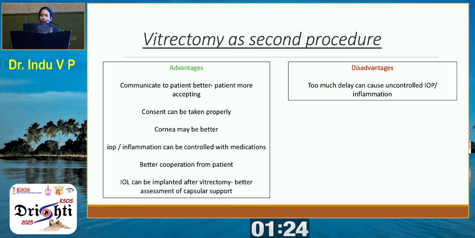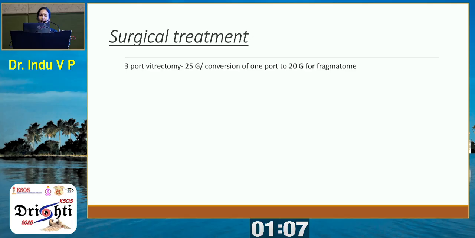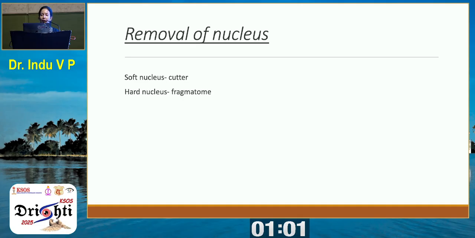So all this turns into advantages when you postpone the surgery for 1 or 2 days. You can even do the surgery as a second sitting on the same day itself after explaining everything to the patient. But the disadvantage here is that too much delay can cause uncontrolled glaucoma or inflammation. Surgically, we always do a 3-port vitrectomy, and 1 port is converted to 20 gauge for a fragmatome. And the nucleus is removed using a cutter or a fragmatome.